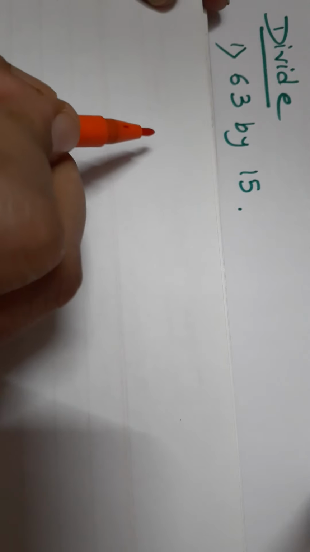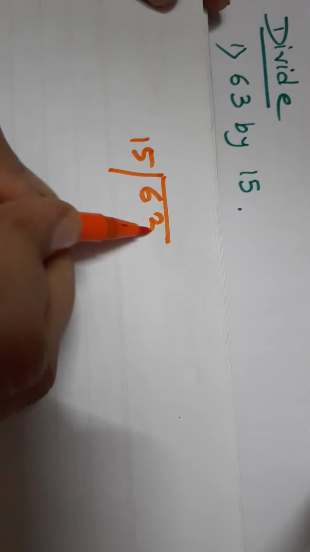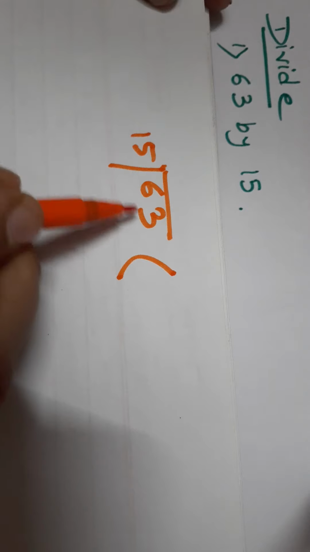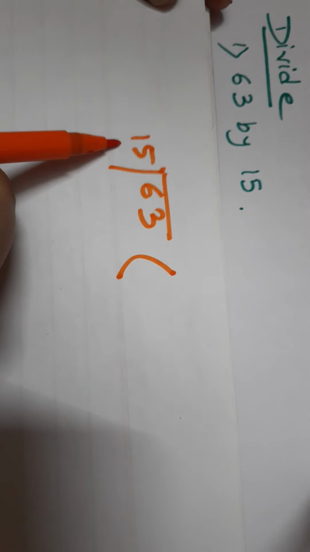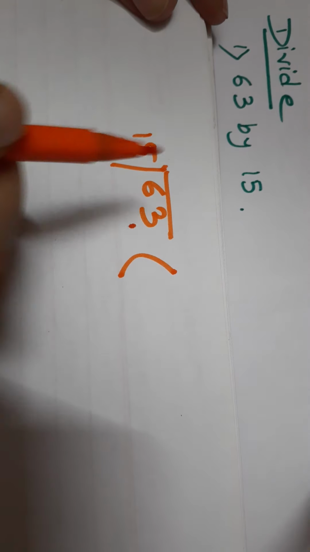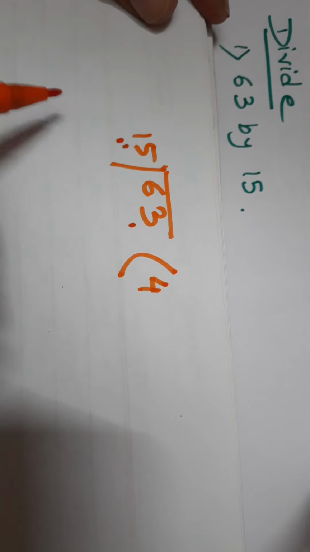First of all, we are doing question number 1. We are dividing 63 by 15. We know the normal process, that means we are dividing 63 by 15. So how many times will 15 go into 63? We know the table of 15. So 4 times 15 will go into 63. That means we will get 4.